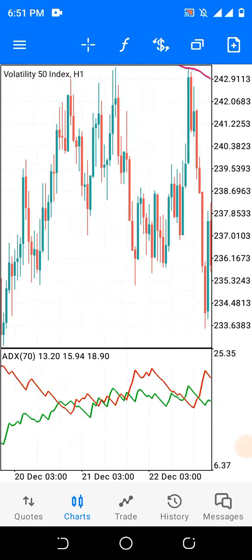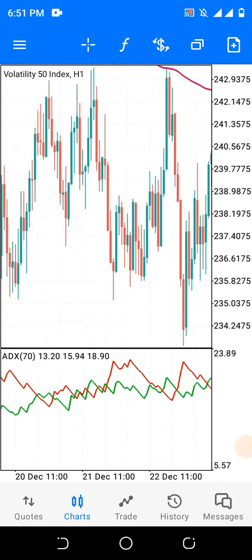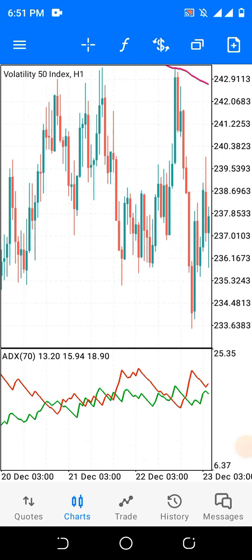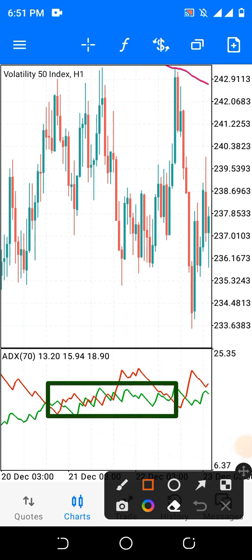Now there's something I want to show you. It's still a selling market, but whenever you see the ADX lines behaving this way, twisting with each other, this is a sign of a ranging market.